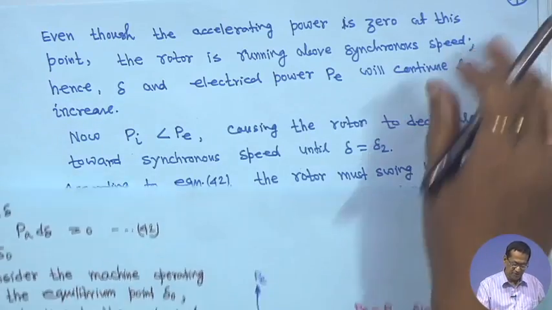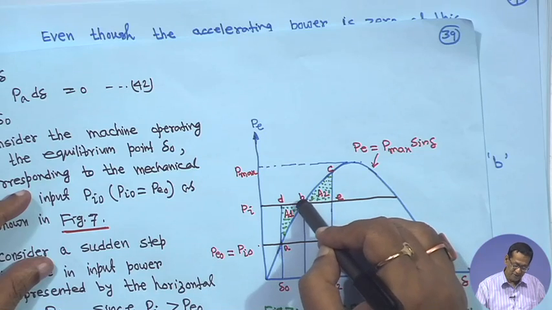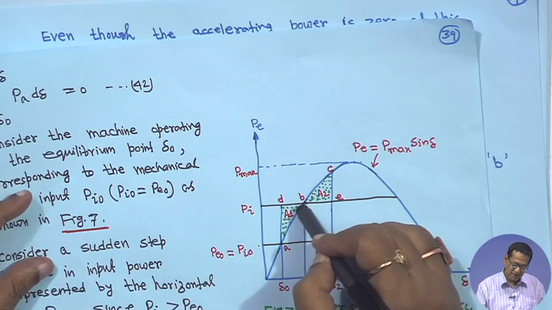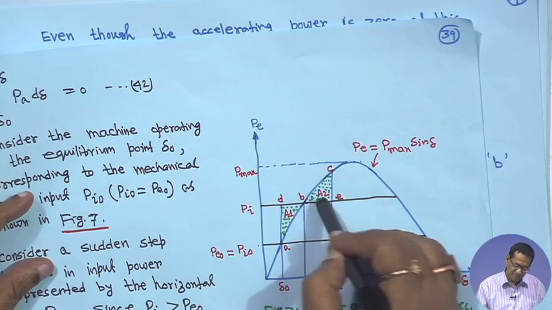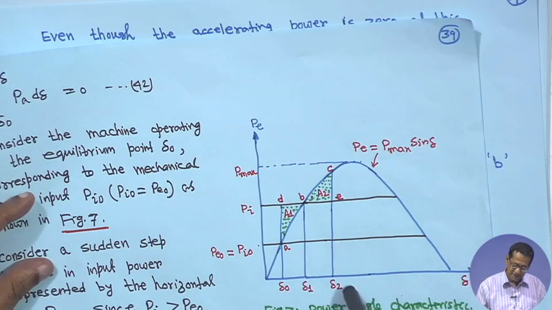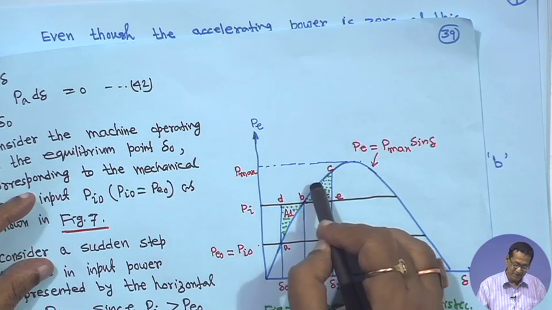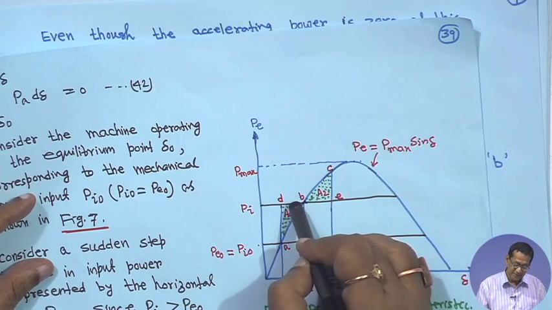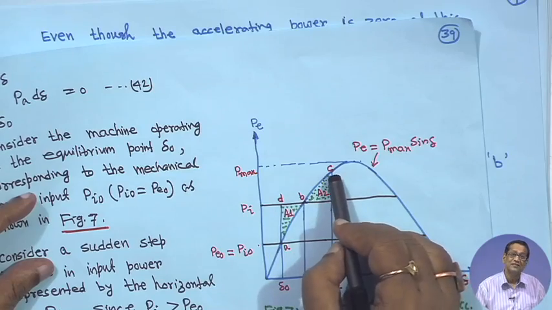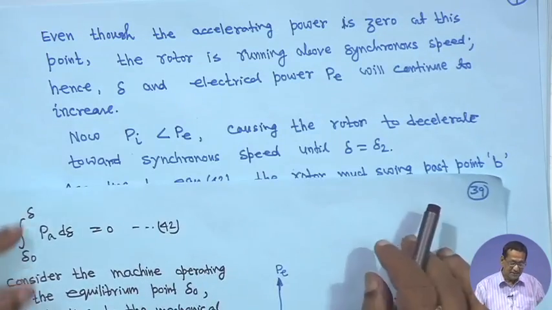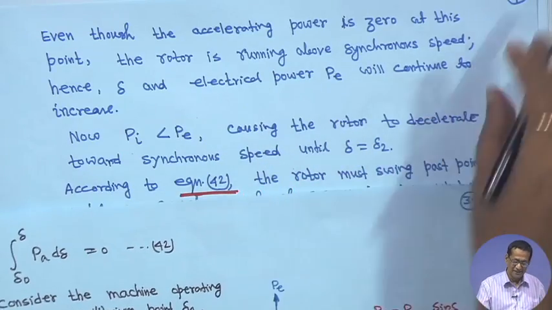As the rotor is above the synchronous speed, delta will continuously increase. That means P will be greater than P I, at any point here P will be greater than P I. Then the rotor will start decelerating till it achieves its synchronous speed, say at point C. That means the rotor is running above synchronous speed, hence delta and electrical power P will continue to increase. That is why I am telling.